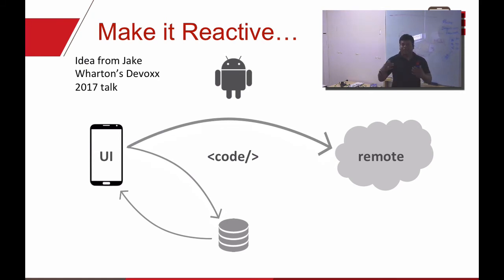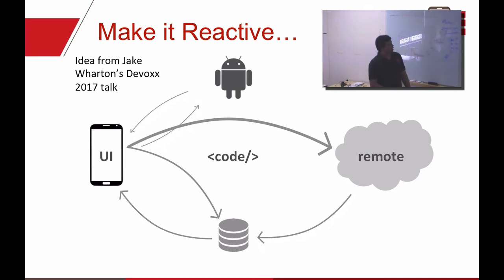Whenever there is an API call and the response comes, it will update the local database. We can write code like this. And yeah, this directly interacts with the UI. So the point is, the code that we had written to manage all this is gone.